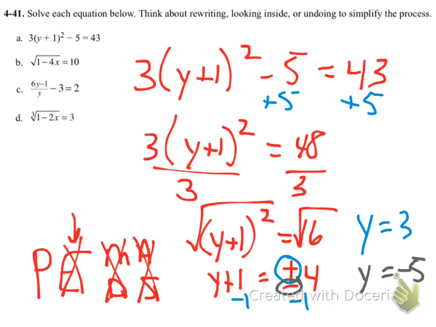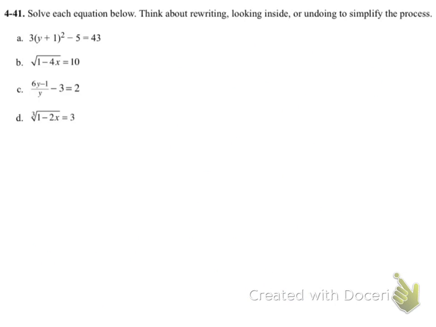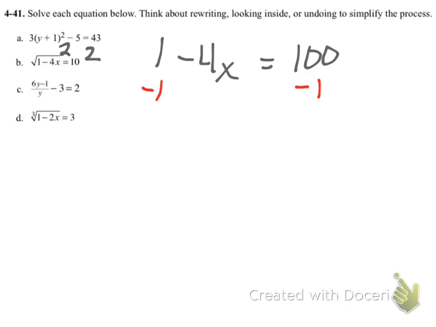On to problem B. I'm going to go through this one a little bit quicker, but the process is still the same. Looking at what I have here, undoing the square root is the first thing I want to do. So I need to square both sides. That's going to give me 1 minus 4x equals 10 squared, which is 100. Getting the x by itself means I need to subtract 1 from both sides. So I have negative 4x equals 99.